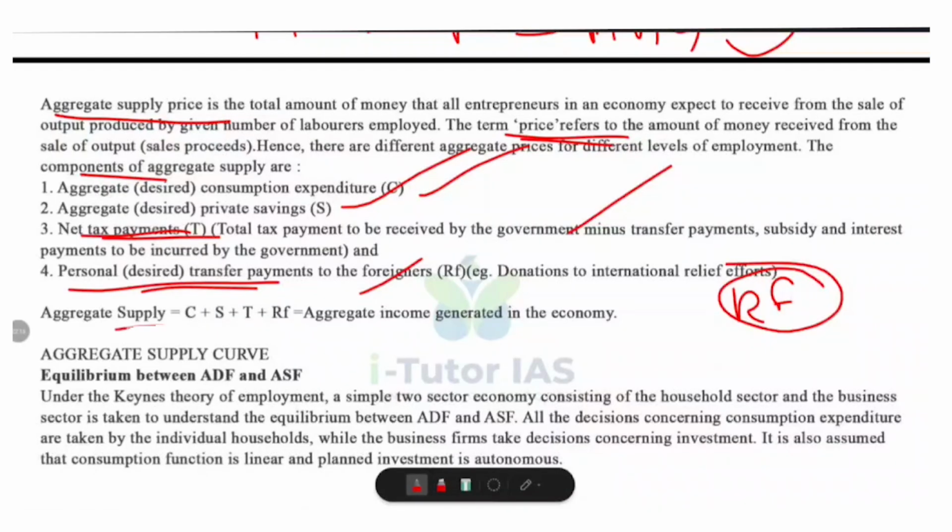Therefore, aggregate supply is equal to C plus S plus T minus RF. C means aggregate consumption expenditure, S aggregate private savings, T net tax payments and RF personal transfer payments. In other words, aggregate supply price represents the total income generated in the economy. That means the total money expected from production and its sale.